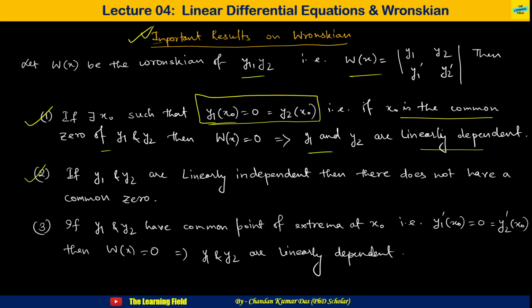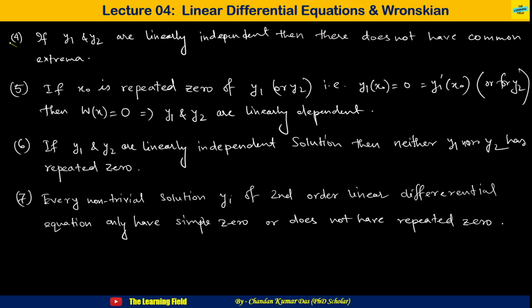Fine. Number 2 is the contrapositive of the above result 1: if y1 and y2 are linearly independent, then there is no common zero of y1 and y2. Okay. Number 3: if y1 and y2 have a common point of extrema, either a common point of maxima or minima, that is, if y1 prime equals 0 and y2 prime equals 0 at the same point x naught, then again the second row equals 0. That means y1, y2 are linearly dependent.